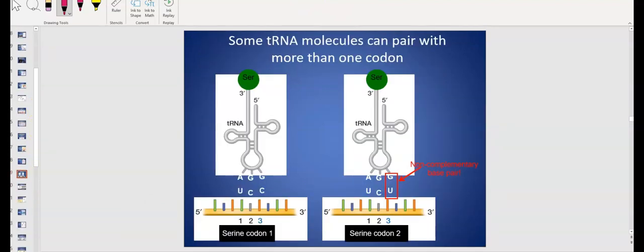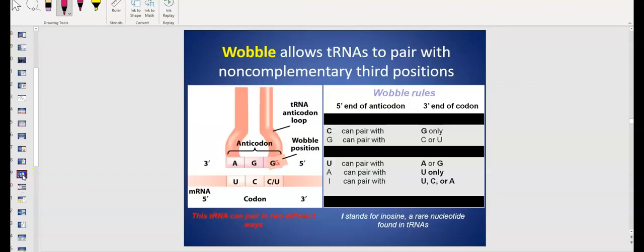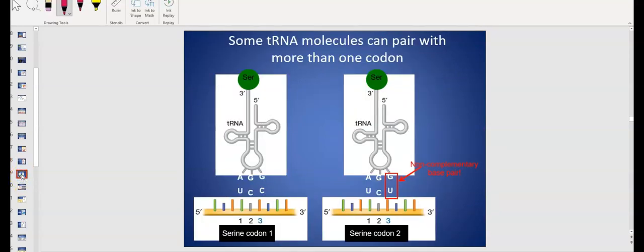Where are we at? Okay, so this is slide 19. So here we have serine, again linked to the 3' end. And this is the cloverleaf structure.